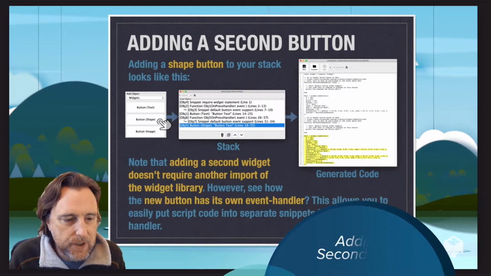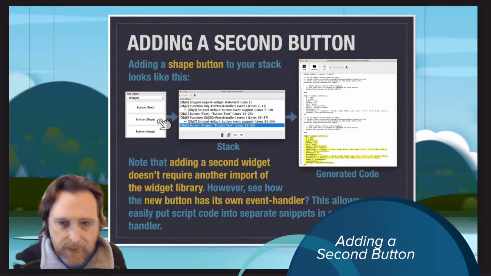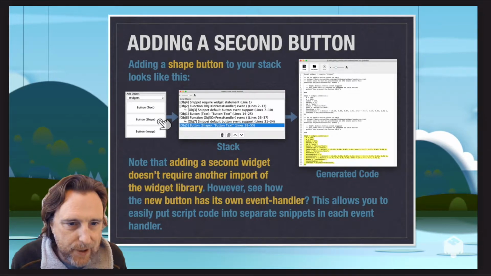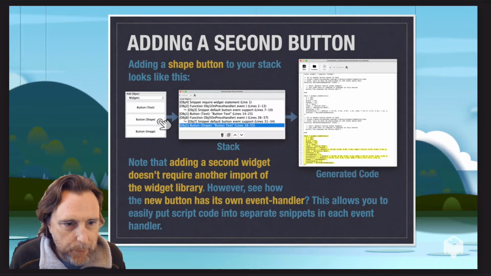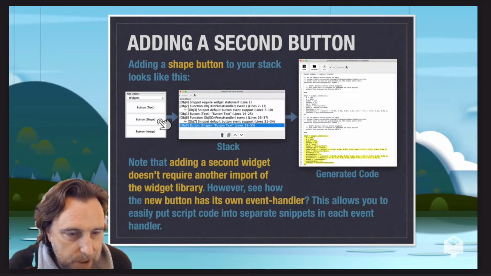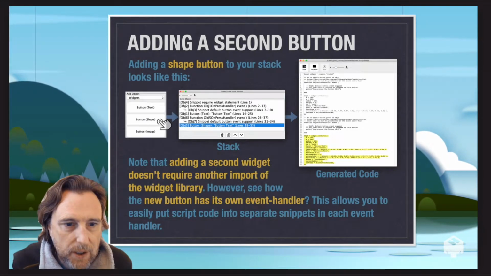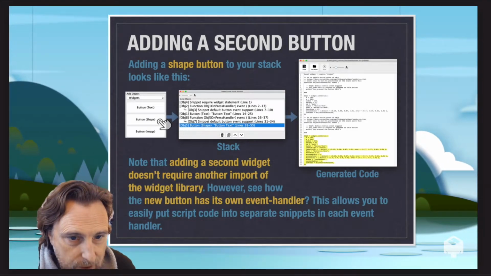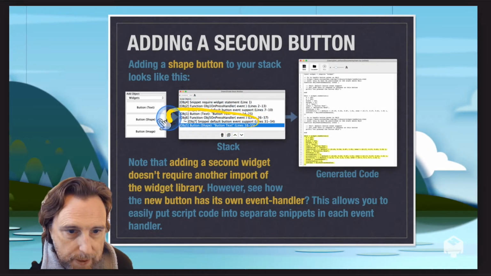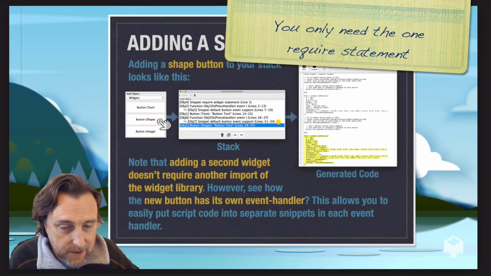The shape button is very similar. In this example, I've added a second button. So we still have our text button, object 1, but I've added a shape button now. And you can see it adds 3 script objects to our stack. Object 5, the shape button itself. Object 6, the event handler, object 5 on press handler. And a default snippet for the shape button. It does not add a second require statement. It doesn't need a second require statement.